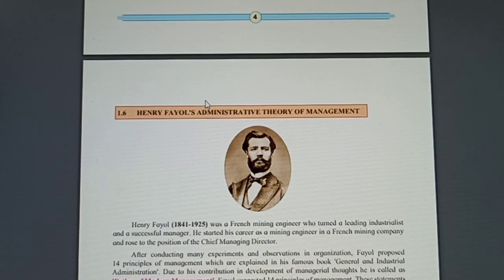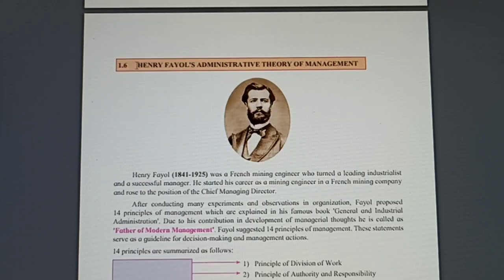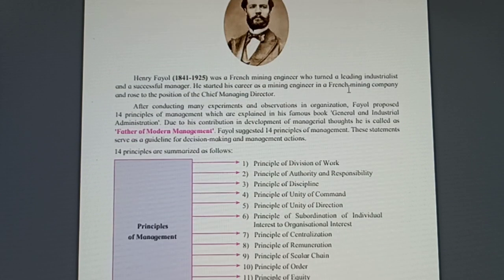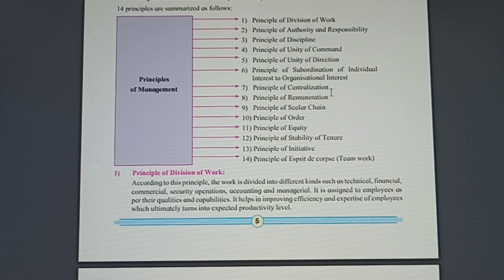Then the very important part of this chapter we are going to see is Henry Fayol's administrative theory of management. It is also called Henry Fayol's 14 principles of management. These are very important principles of management. Here you can see it is given in a diagram. We are going to study it afterwards. These are the 14 principles of management given by Henry Fayol.